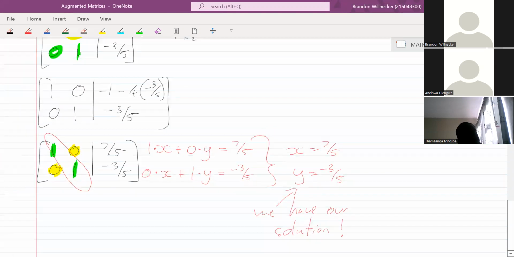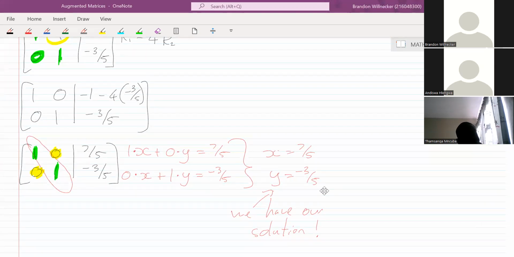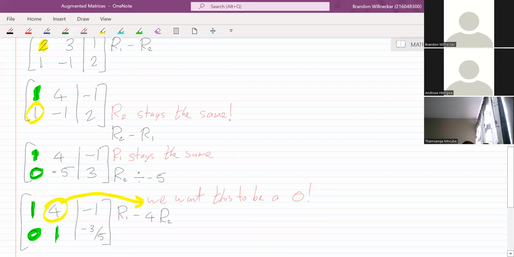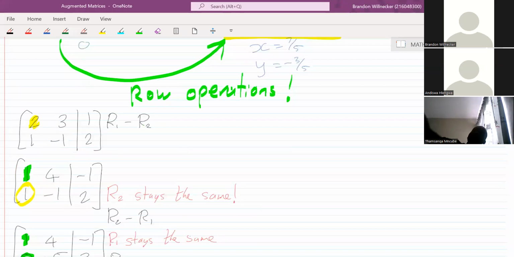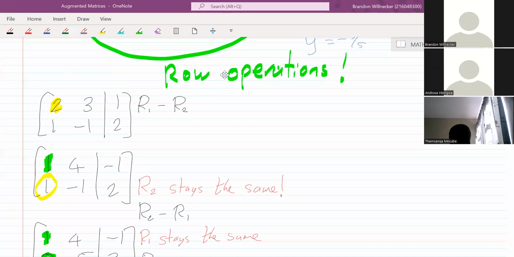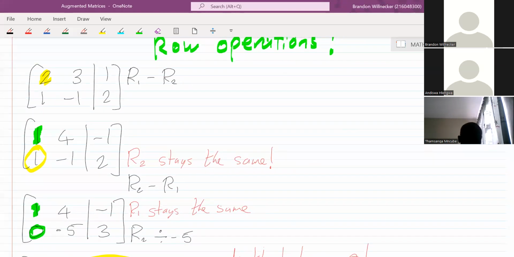Okay. So that's the process that we use with these row operations. So let's just go through that one more time. We've got our original augmented matrix, which we write from the system. Let's use a different color. The first thing that we need to do is get this first entry to be a 1. That's the first thing we need to do.